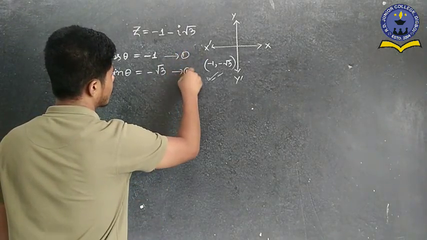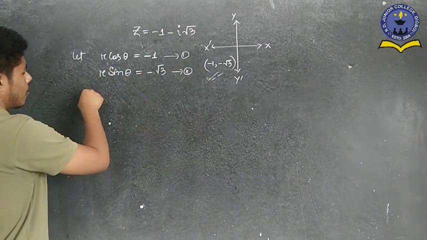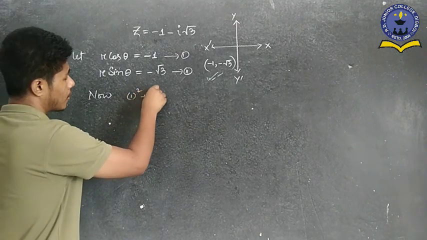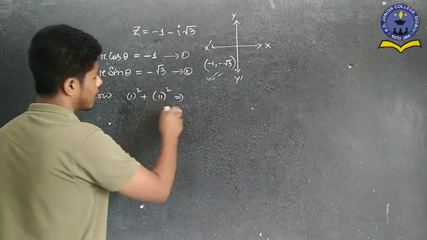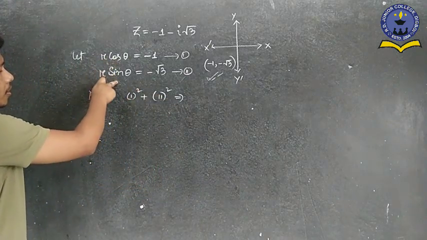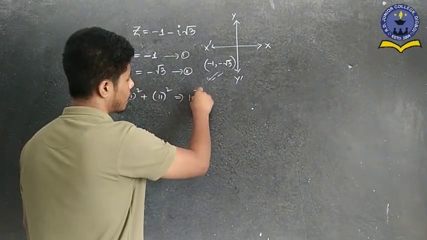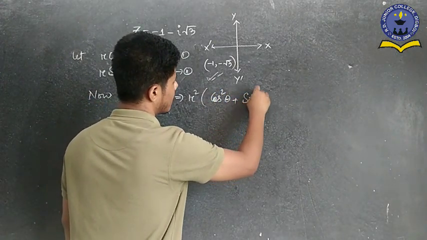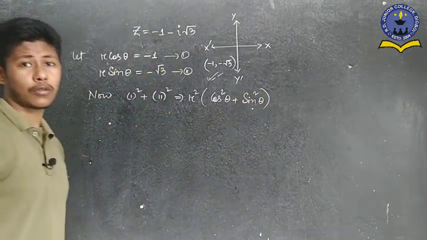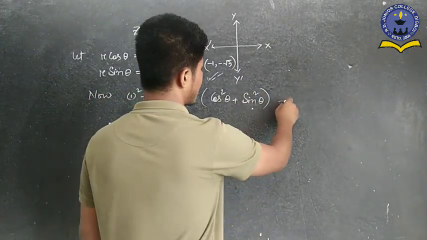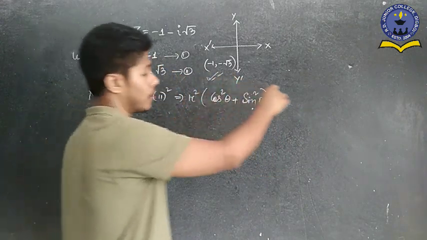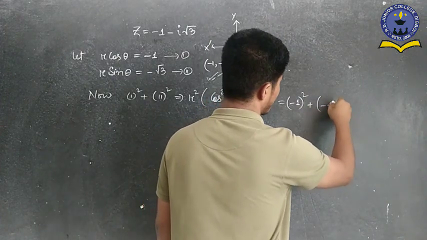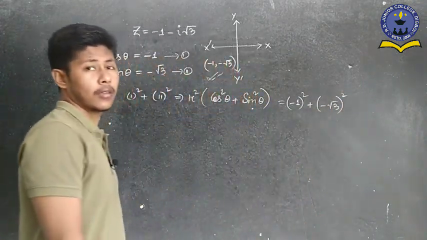Very simple, all of you know what to do. We square these two, squaring 1 and 2 and adding. If we square and add, we get r square cos square theta plus r square sin square theta, that is r square times cos square theta plus sin square theta. In the right hand side we write minus 1 whole square plus minus root 3 whole square.